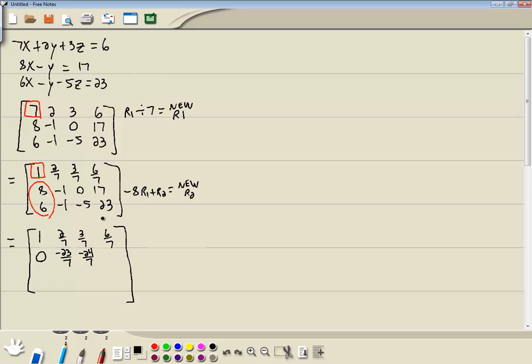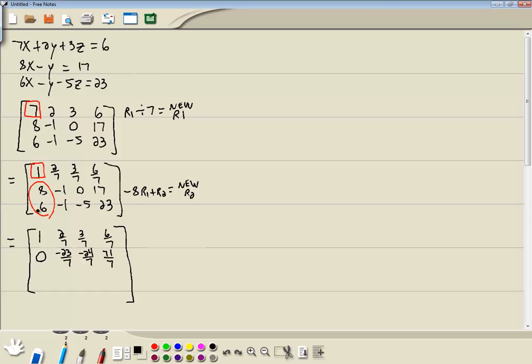Probably the one I'll mess up on. I'll have to redo the problem. Now I'm going to take negative 8 times 6 sevenths and add to 17. So negative 8 times 6 sevenths and I'll add to 17. Calculator is invaluable for this. Math, enter. 71 sevenths.